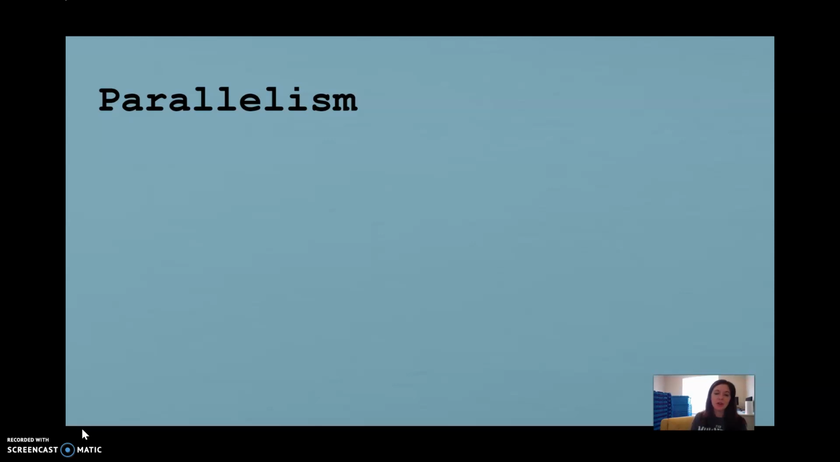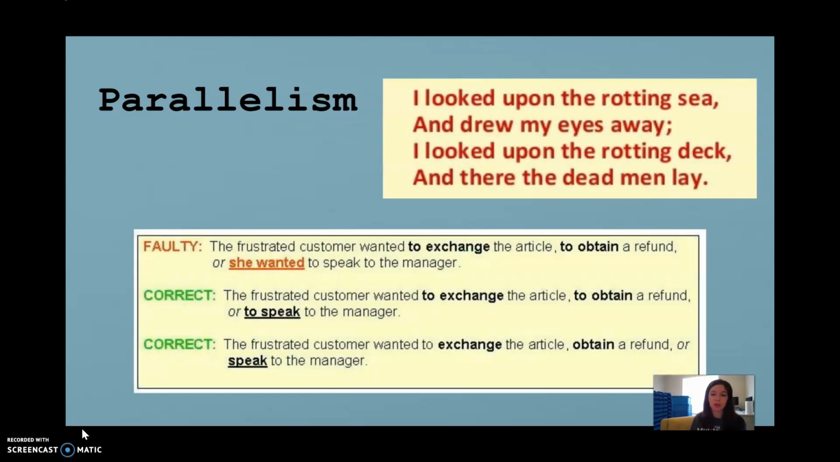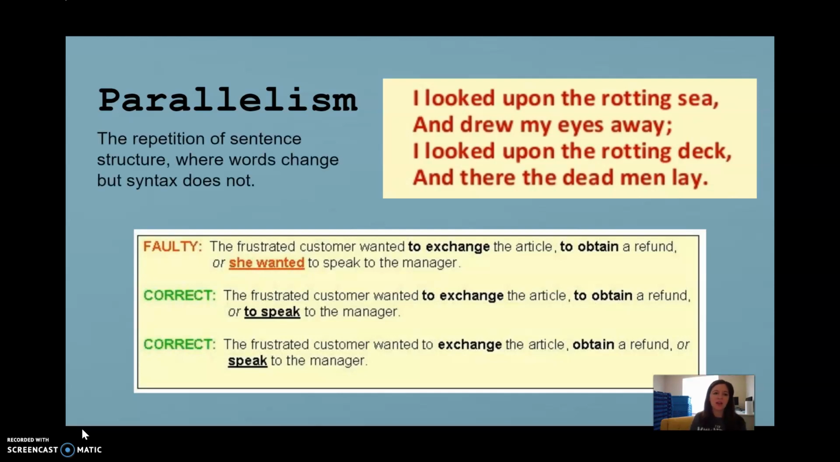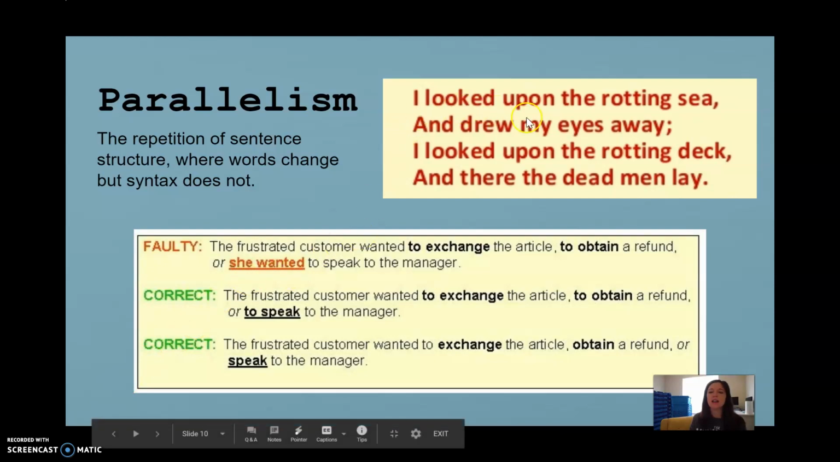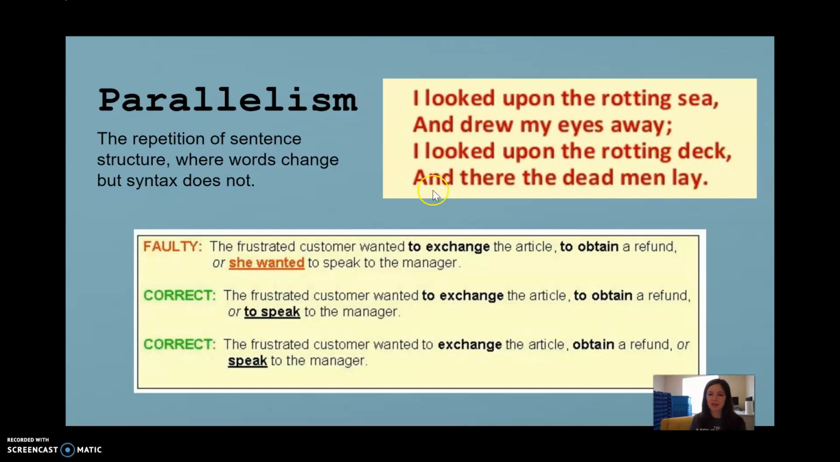All right, so parallelism. We've talked about this a lot in other videos, but parallelism is when you use sentence structure that kind of repeats itself in form. So for instance, I looked upon the rotting sea and drew my eyes away. I looked upon the rotting deck and there the dead men lay. The parallelism occurs in this line and this line. I looked upon the rotting blank. I looked upon the rotting blank. And so where the blanks are, you trade out for a different word.